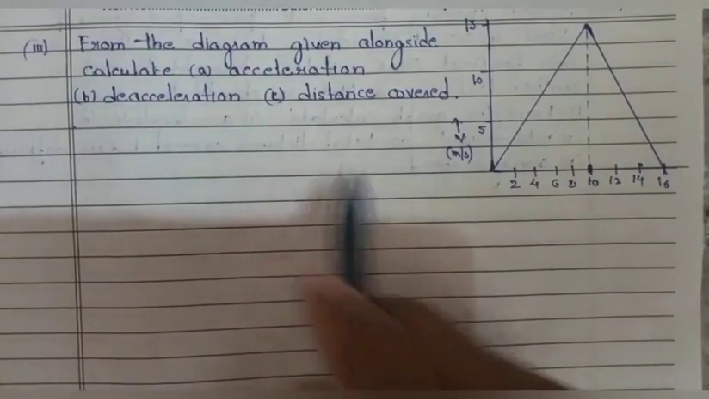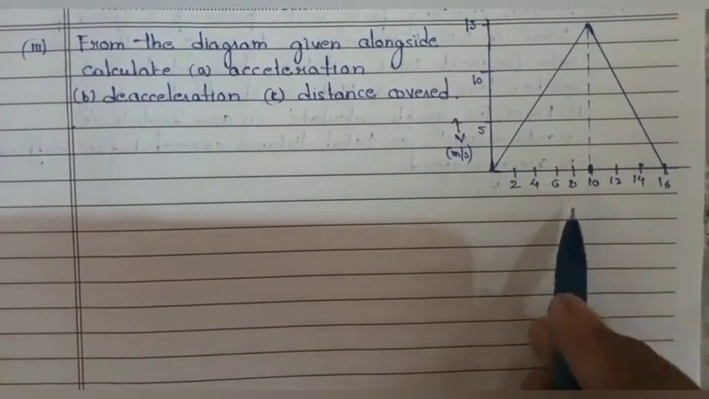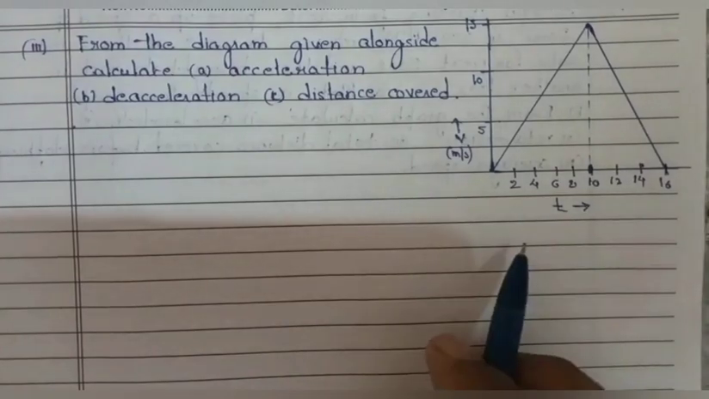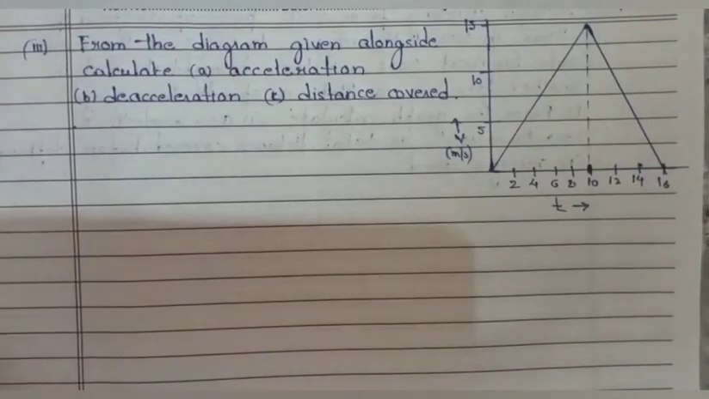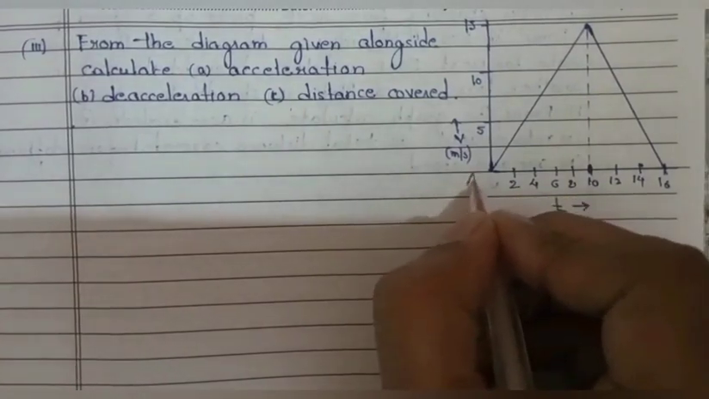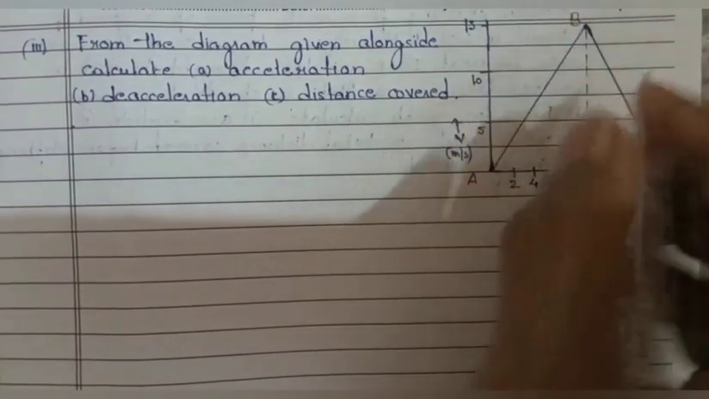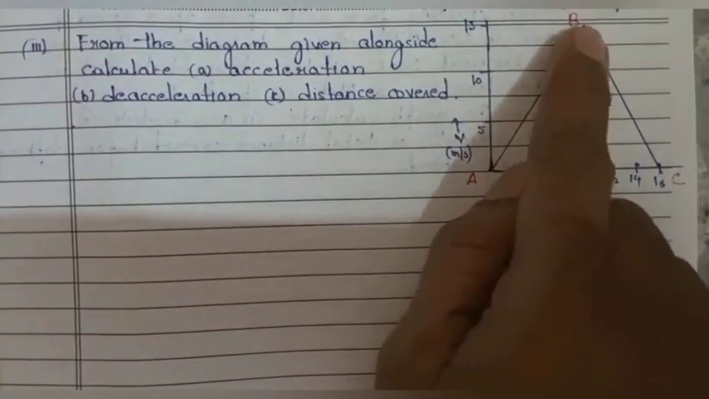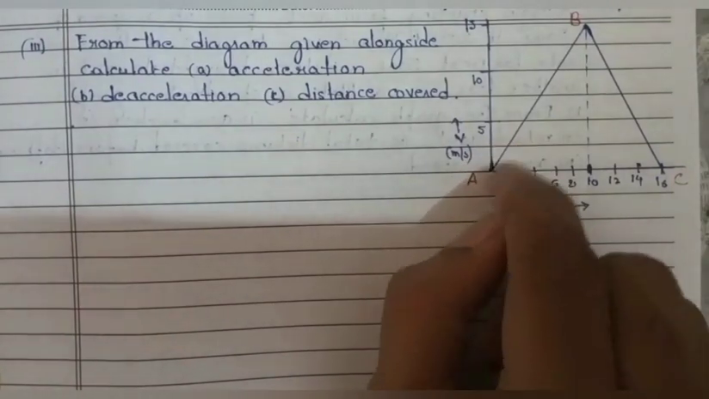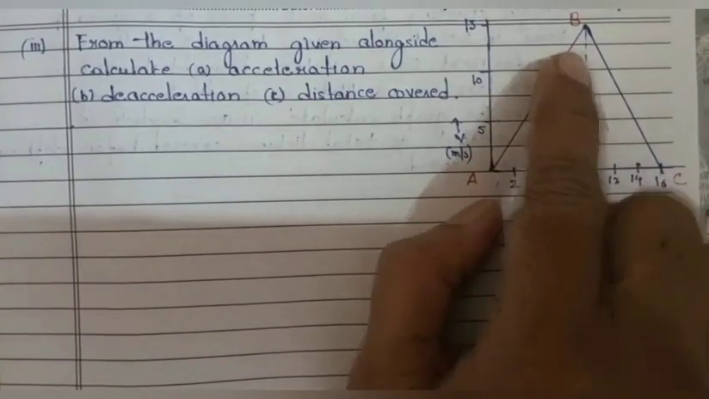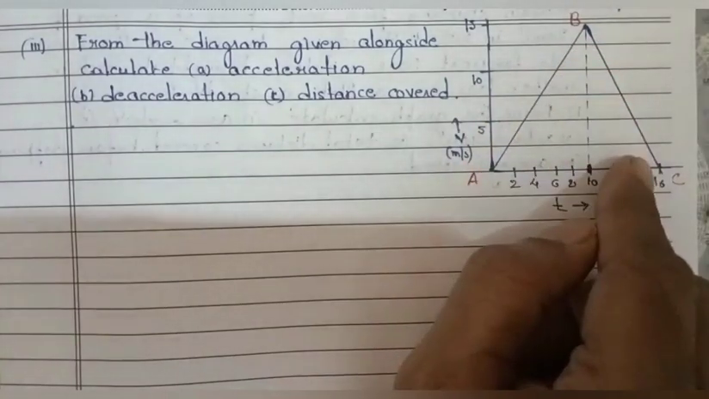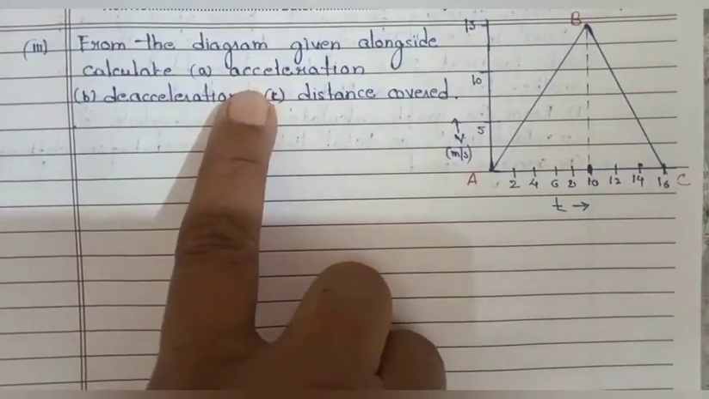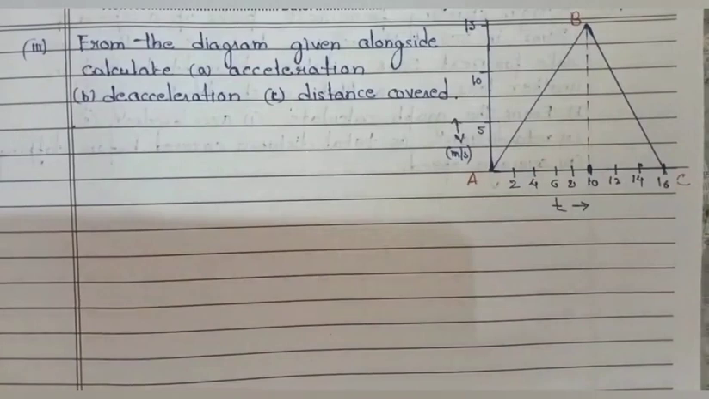Okay, now in this question they have shown you a velocity time graph. So this is the velocity time graph shown to you. Now in this graph you can see the graph can be divided into two parts. The first part we are naming AB, and the second part we are naming BC. In the first part the slope is positive, so the first part is giving you the acceleration. In the second part the slope will be negative, so it is giving you retardation. The first part says you have to calculate the acceleration.